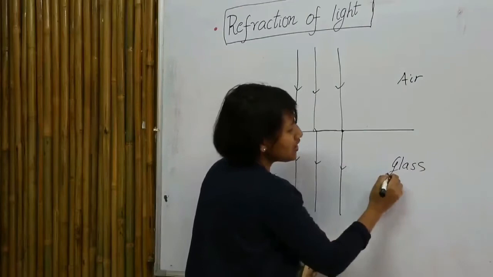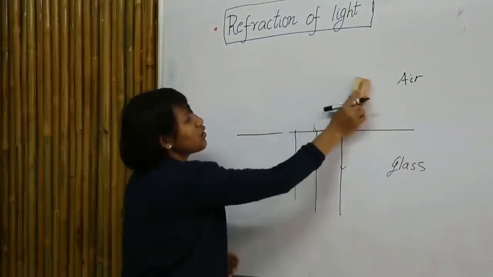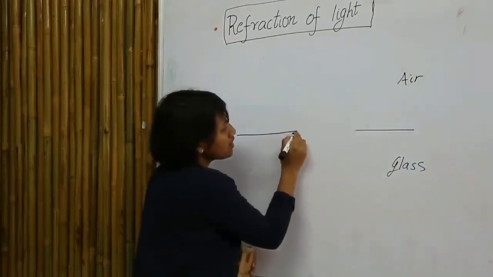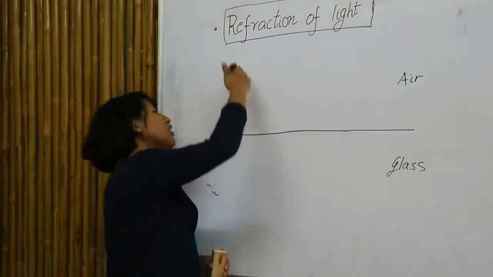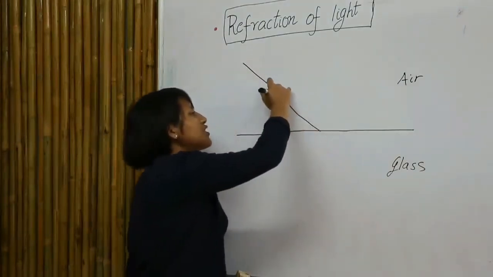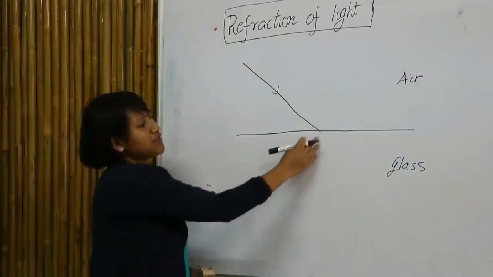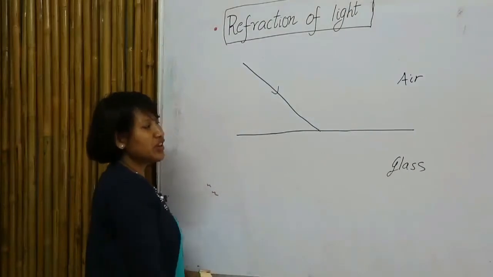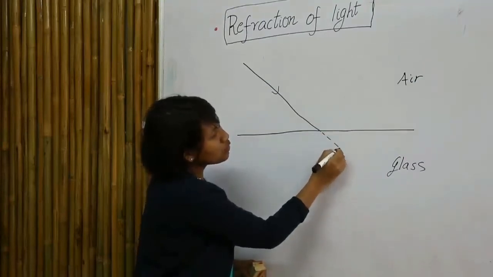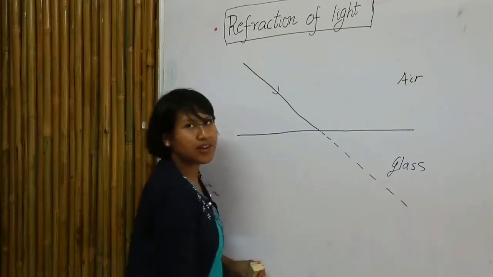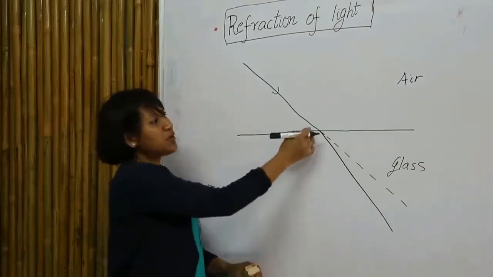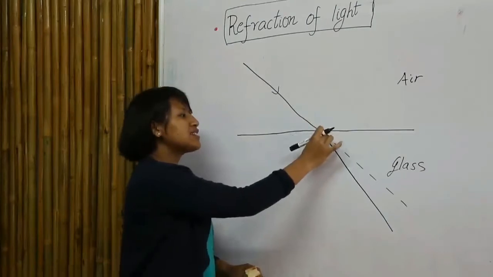Next, let's consider a case where it travels obliquely. Obliquely means when it travels at some angle, not perpendicular. Now it's traveling in its usual path, and then what happens as it strikes this surface of separation? It is found that the ray of light will not continue in its usual path, but rather it will bend. This ray of light will bend.